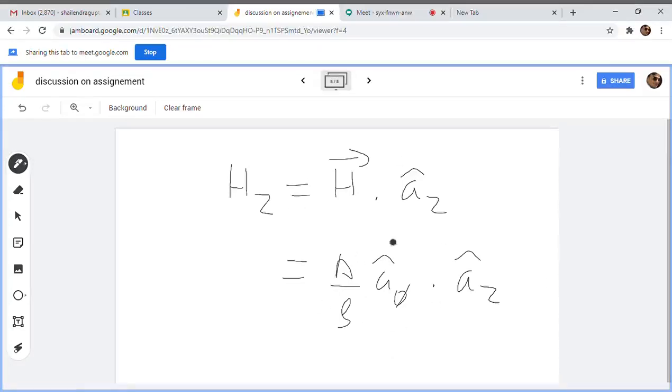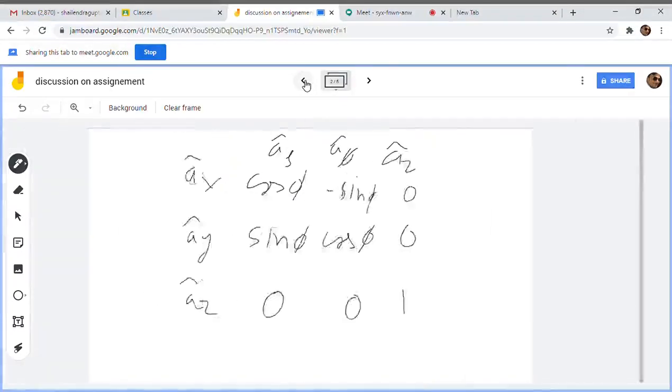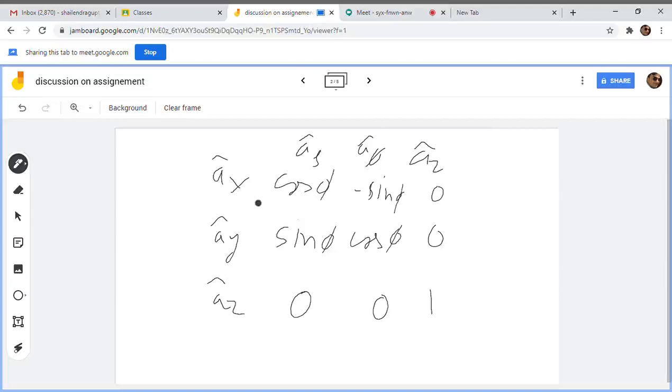Now just see the matrix. What is a phi dot az? See the matrix. A phi dot az is what? It is 0.